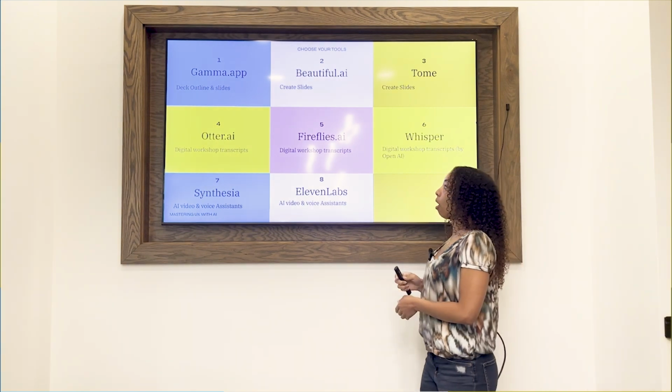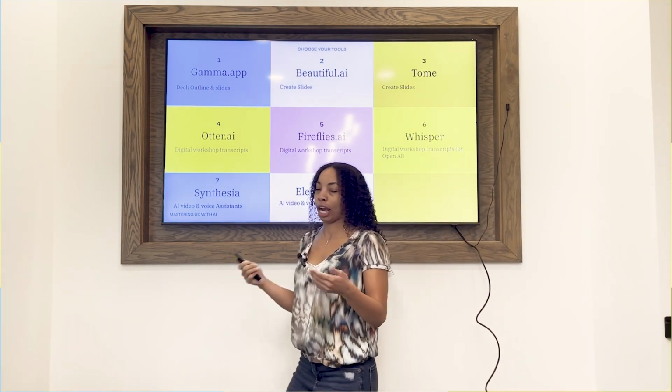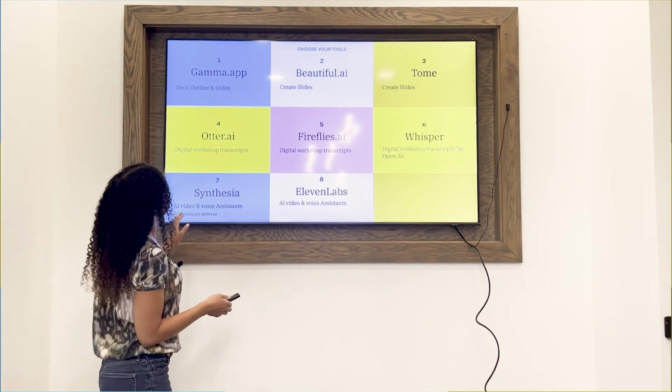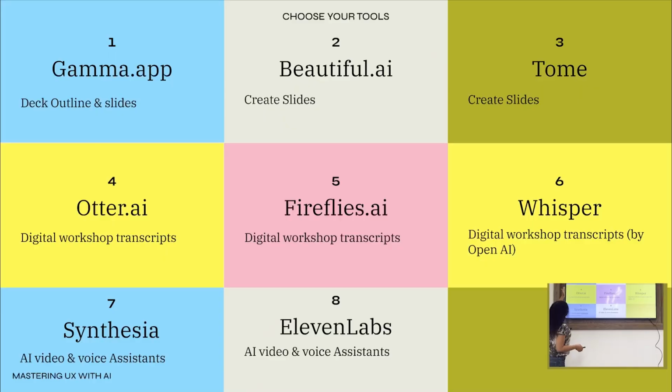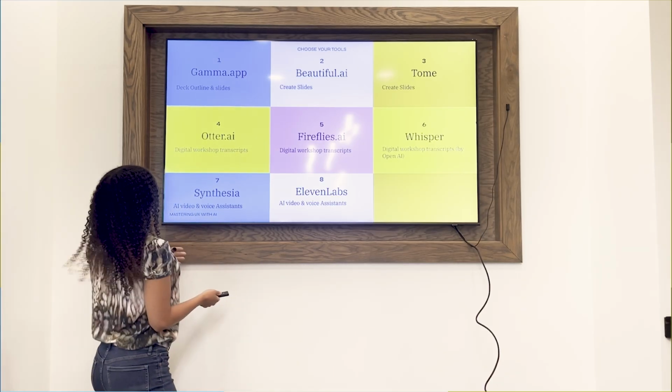Okay, but there are, again, a whole bunch of different tools. I'm always going to encourage you to try them all and figure out which one you like the best, right? So Gamma.app, if you're looking for deck outlines or slides, that's a great one. Beautiful.ai is great for slides, and so is Tome. If you're looking for transcription, you've got Otter.ai, Fireflies, Whisper. Those are great ones. You have a whole bunch of options, and there's more out there than these, but you can choose which one you like the most.